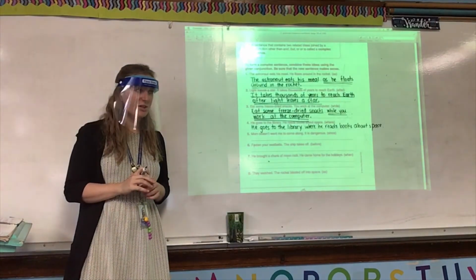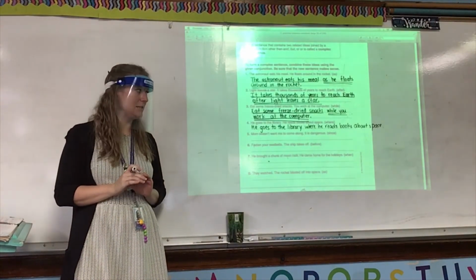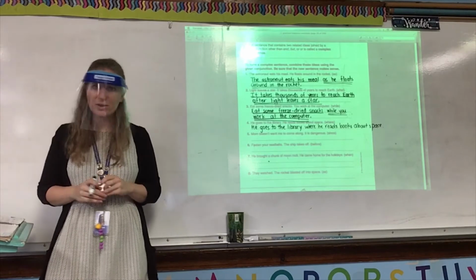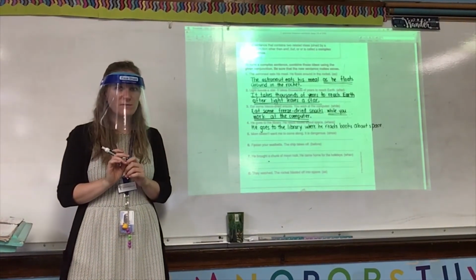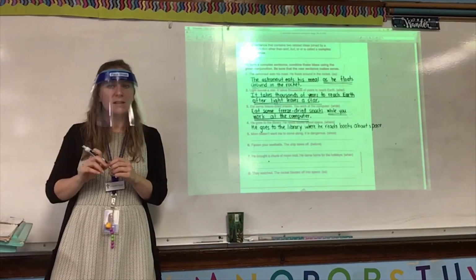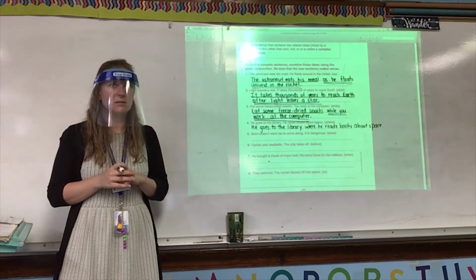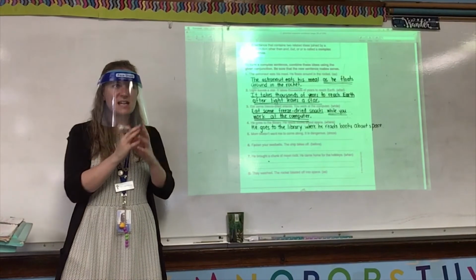Now you're going to have to work on your handwriting so that it all fits. Because the older you get, the smaller your handwriting has to get. You've probably noticed most of your parents, when they're really writing, their handwriting is not big and giant. It's a smaller size so that it fits.